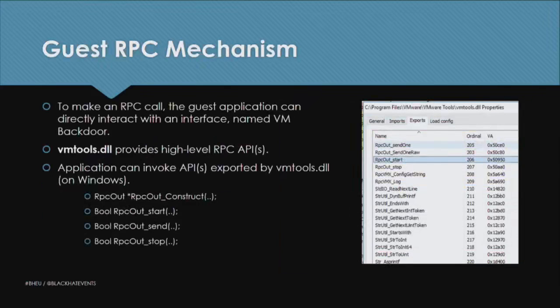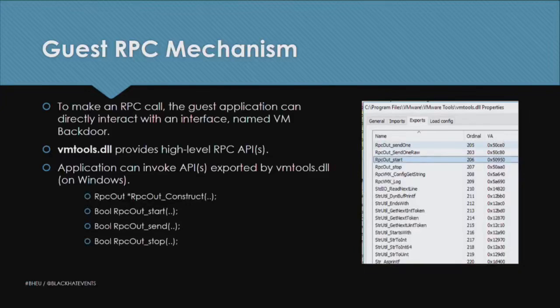When talking about the guest RPC mechanism, any application inside the guest operating system willing to communicate with the RPC channel has a couple of options. The first option is that it can directly interact with the VM backdoor. The VM backdoor is a special IO port specific to VMware. We are going to come back to this later on.